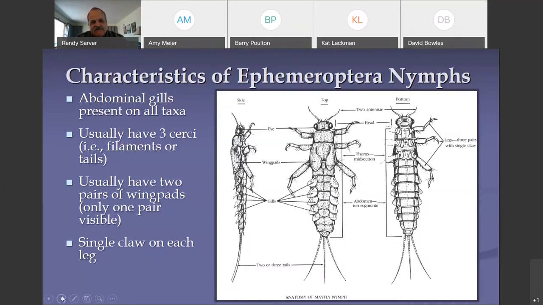And finally, as far as this slide goes, just overall body form, whether it's streamlined or flattened. Those characteristics will probably get us almost all the way down the road for identifying mayflies at the family level. Next slide, please.